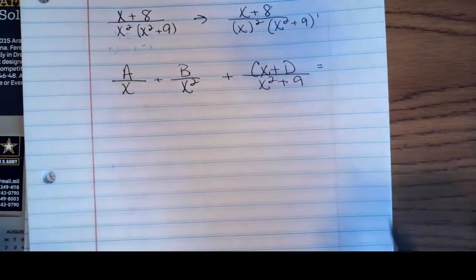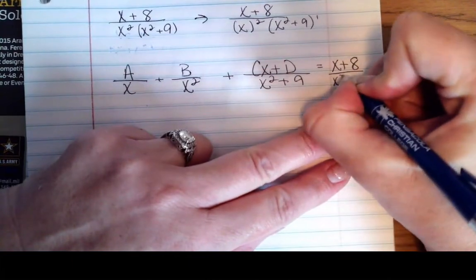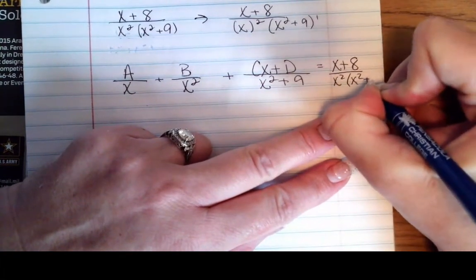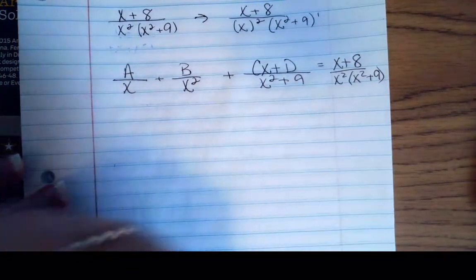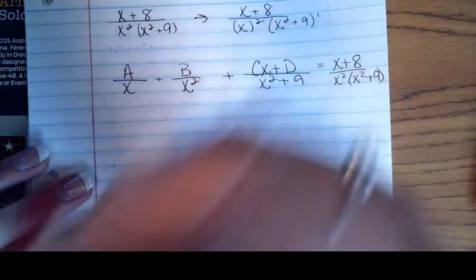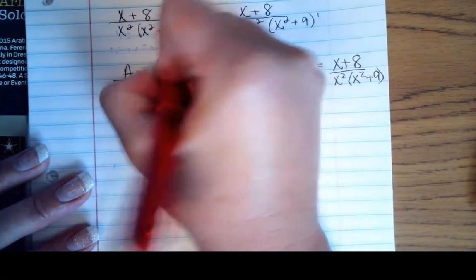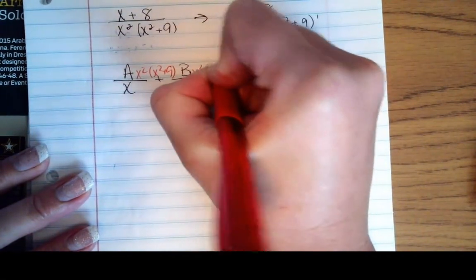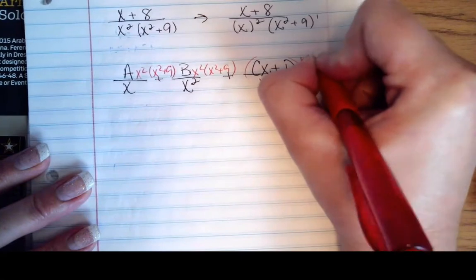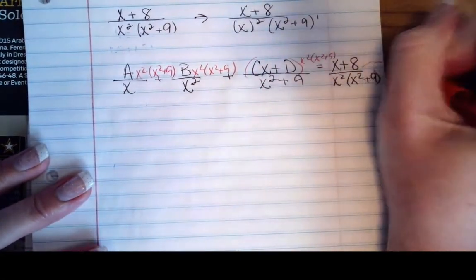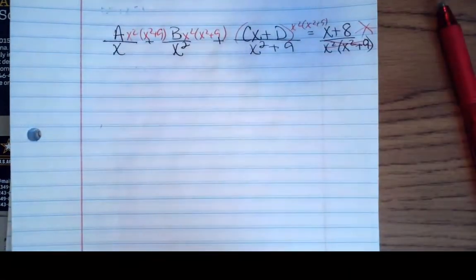So now what I have is this thing is going to equal x plus 8 over x squared and then x squared plus 9. So if I walk through and multiply everything by x squared times x squared plus 9, that means I'll have an x squared plus 9, x squared plus 9, and then x squared times x squared plus 9, and then this one too, which means all of that's going to reduce, and that's just going to leave me with an x plus 8 on the right.